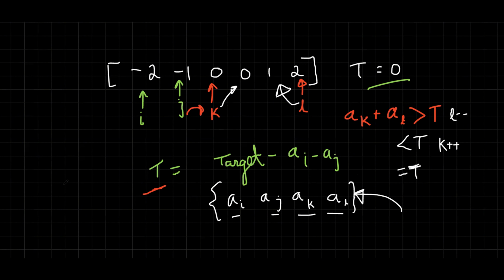Now, the overall time complexity of this algorithm is big O of n log n, where n is the length of the input array and log n is used for the sorting purpose. I hope you understood the algorithm. Now let's move on to the code.